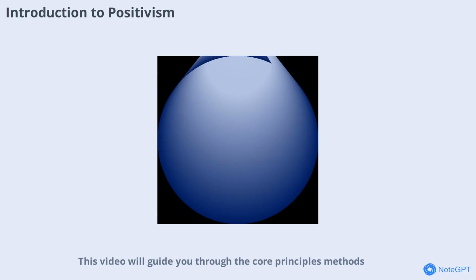This video will guide you through the core principles, methods, and applications of positivism, showing how it underpins rigorous quantitative research. We'll also discuss its strengths, limitations, and a real-world case study. By the end, you'll understand why positivism remains a cornerstone in fields like business, marketing, and social sciences. Let's begin by setting the stage for what positivism really means in the context of research.